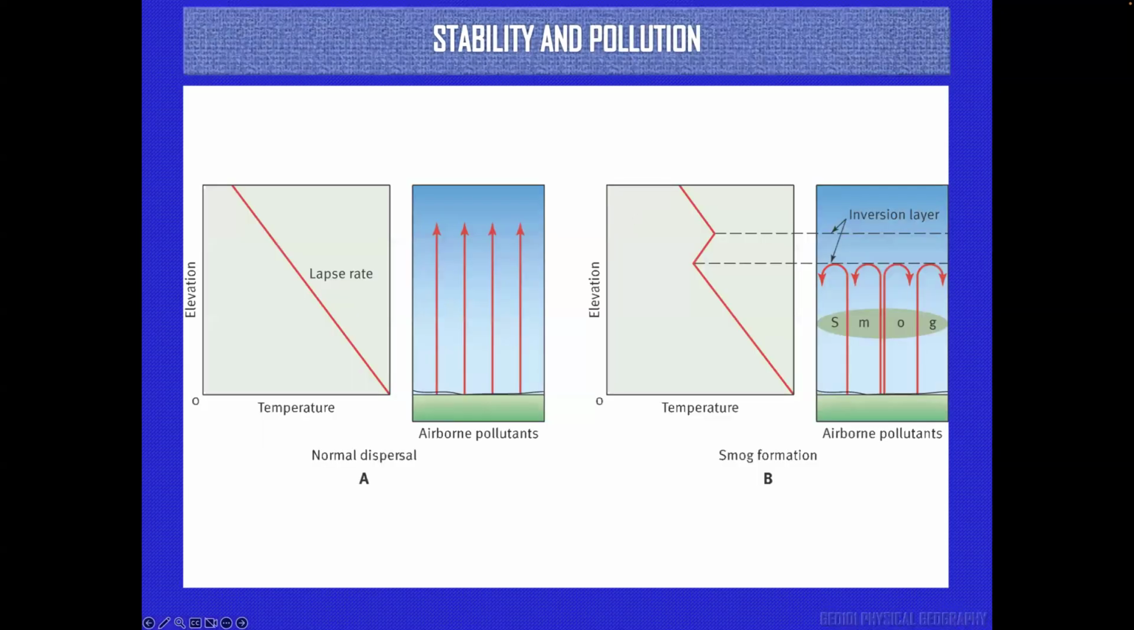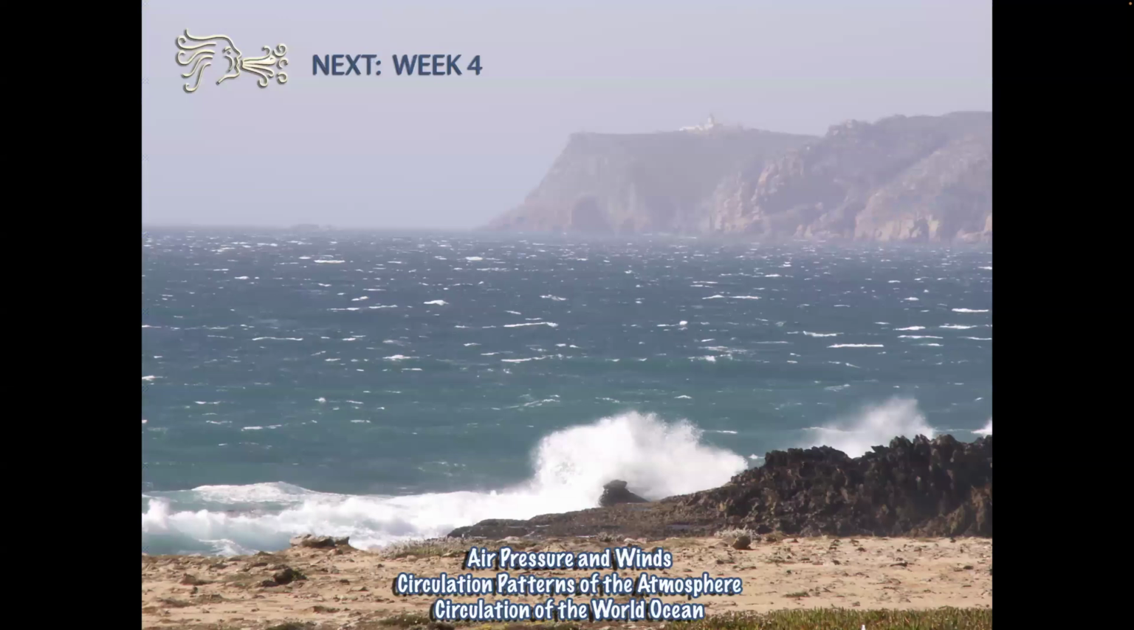And that's the lesson. That's it for today. And we'll get more into versions of stability and instability in other lessons, specifically when we talk about air pressure and winds and circulation patterns. But this at least gets you started thinking about the idea of convection, stability, instability, and temperature of the lower atmosphere.